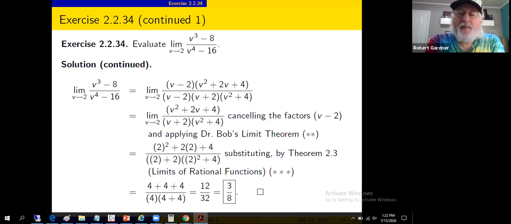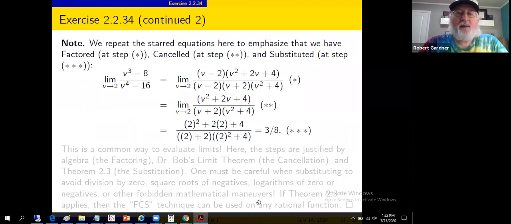So we factored, we canceled, and we substituted. And that's a common way to evaluate limits here in the beginning. Put a little box to indicate I'm done with a problem, but let me reiterate. Here are the 3 steps. Here's where we had factored. Here's where we had canceled. And here's where we had substituted.